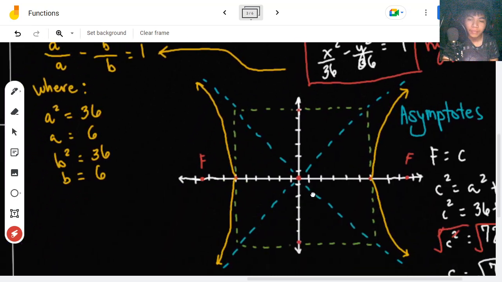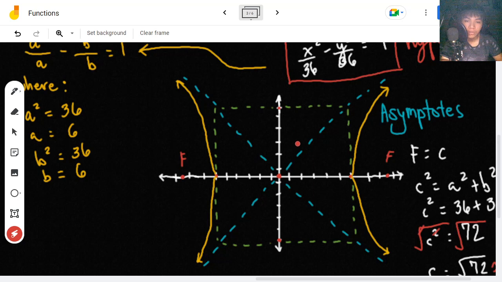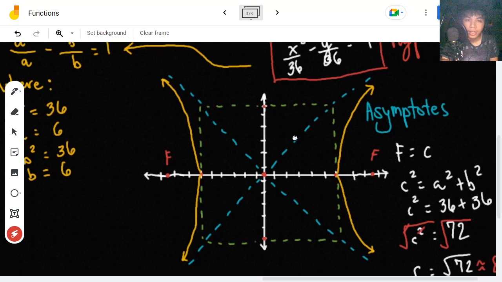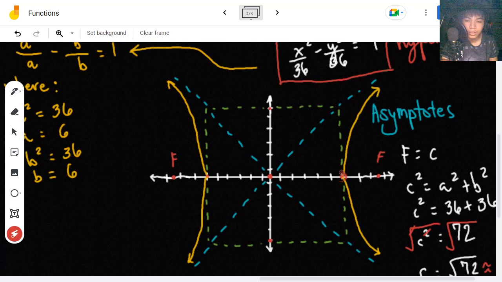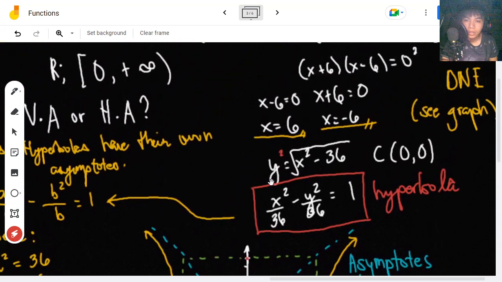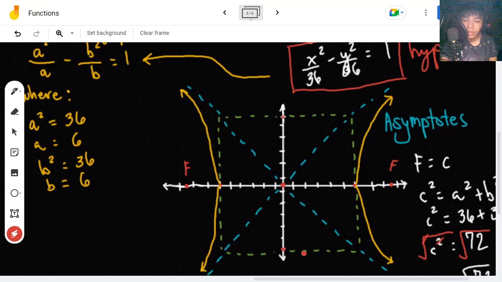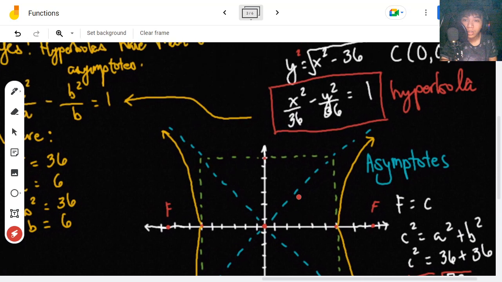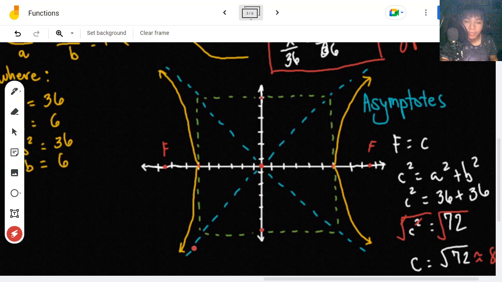Now let's see the graph here. Since we have our vertices right here, it's a part of hyperbolas. So we go from positive 6 and negative 6. That is where we will start our graph, and then from the top, this is where we make our square, since the origin is at 0, 0. So the asymptotes will appear from the side of the square.